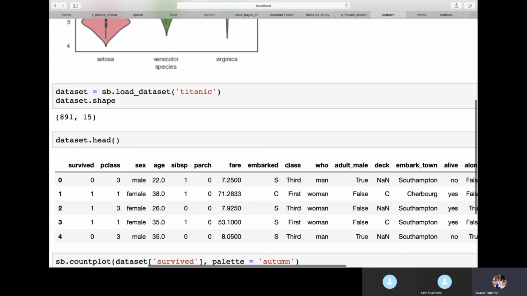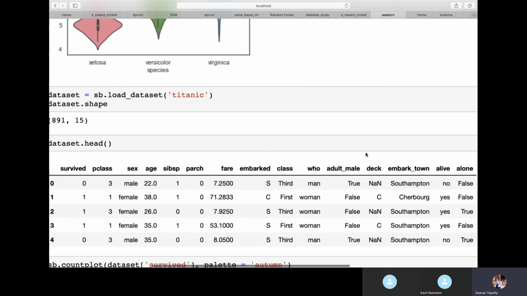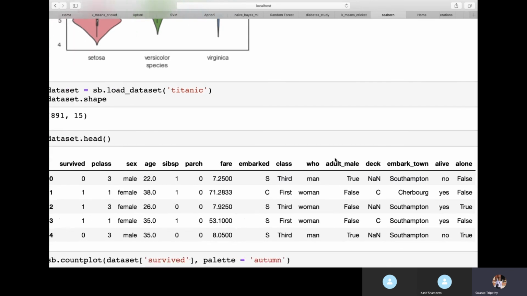Next one is class. This is a repetitive field of pclass. It tells you which class that person was in. Who, man or woman, this is also a repetitive field of sex. The other one is adult male, so was that person an adult male or not? Next one was deck. Deck is nothing but cabin, in which cabin that particular person was. Then embark town. This is again a repetitive field of embarked: Southampton, Cherbourg, or Queenstown.